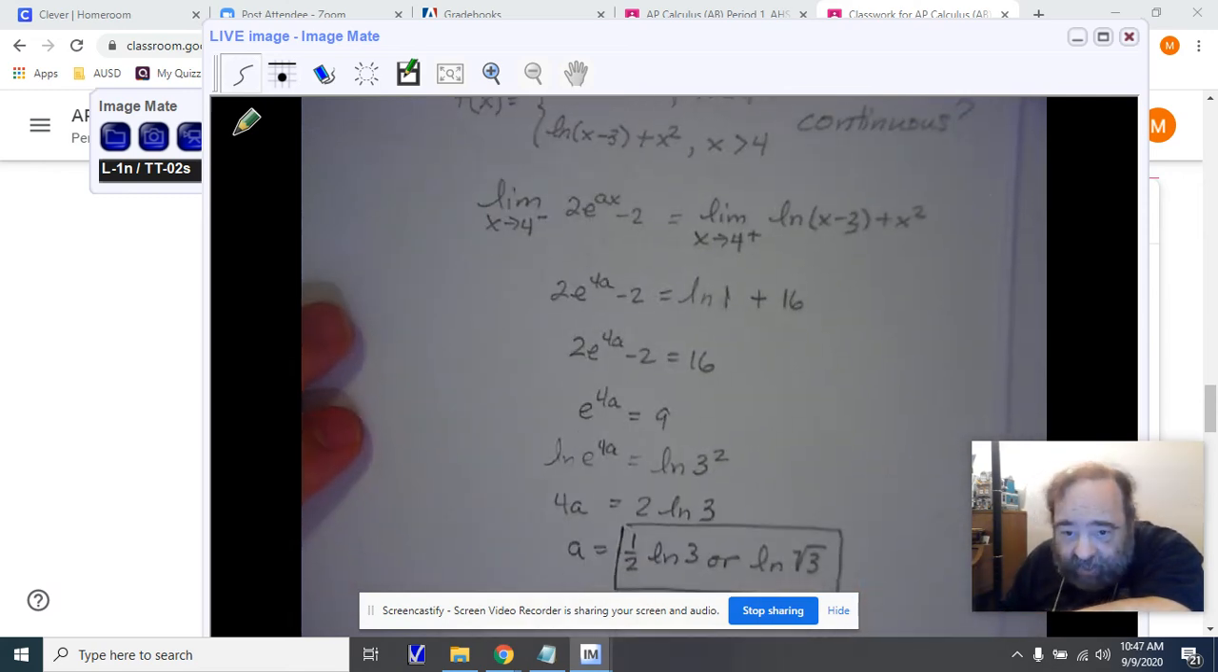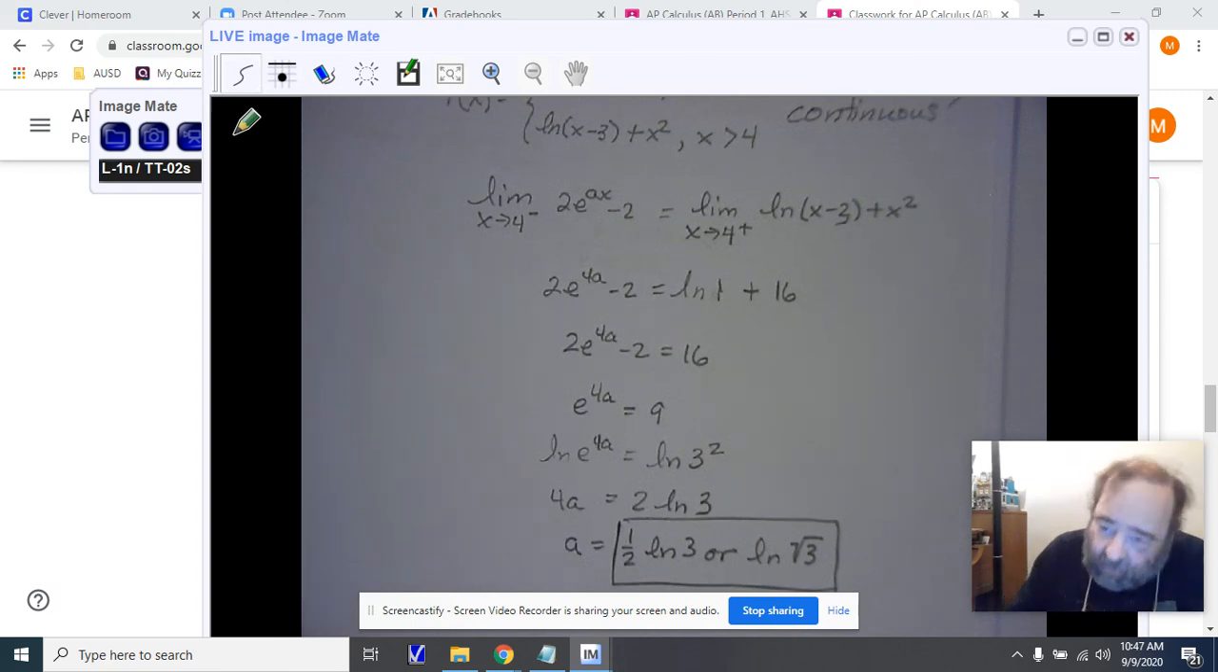Notice, finding a value a is not difficult if you understand what's happening. It requires you to work with the condition that the limit from the left has to equal the limit from the right, and the value has to be defined at that limit. As long as you keep those three clearly in mind, you should be okay.